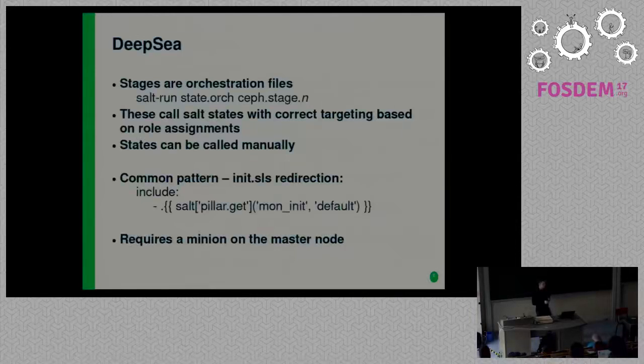Some more notes about DeepSea itself. The stages are orchestration files for Salt. That means they are executed with the orchestration runner. And these orchestration files will take care of all the minion targeting that needs to be done. It's based on roles. So we put roles on nodes, and Salt will act on those nodes depending on their roles. But you can also execute these states manually, but then you have to target them yourself.